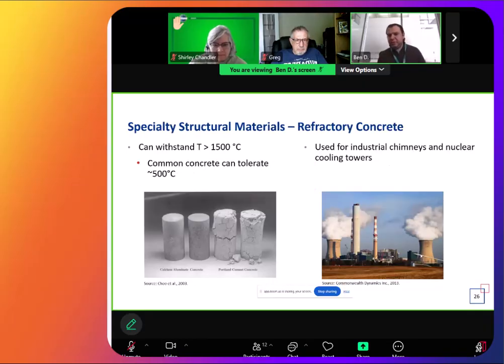And we have some specialty materials. For example, if you've ever wondered why nuclear cooling towers can withstand such high temperatures, it's because it's a special type of concrete. You can see photos there on the left. Regular concrete, unfortunately, breaks apart at high temperatures. This specialized concrete, which has an aluminum substitute in it, can withstand very high temperatures. So you'll get the very nice thermal resistance that you're looking for in nuclear cooling towers.